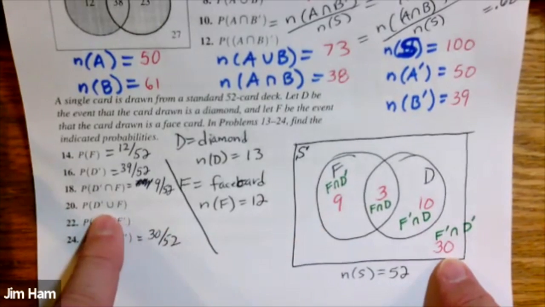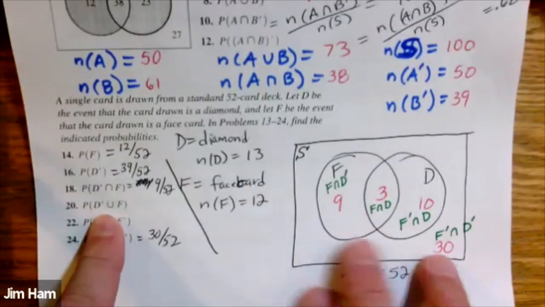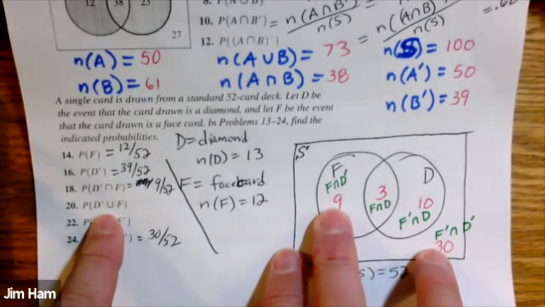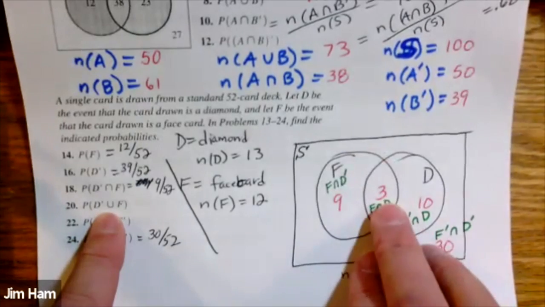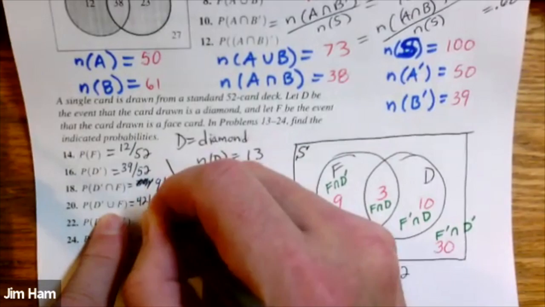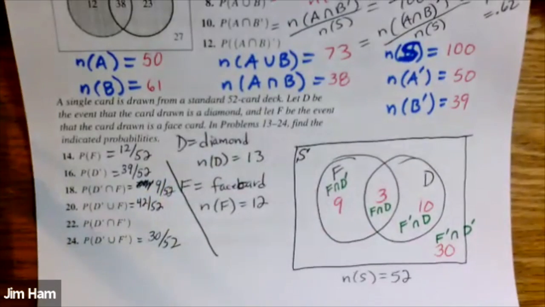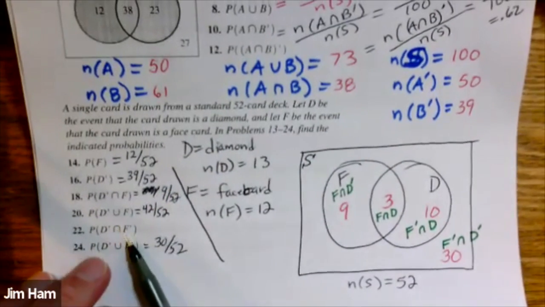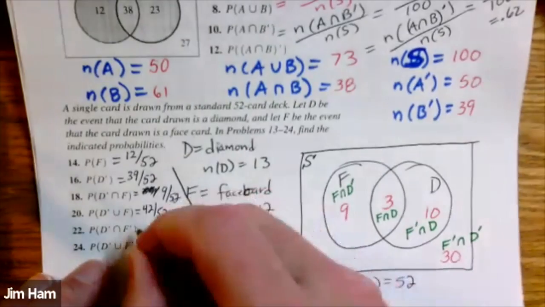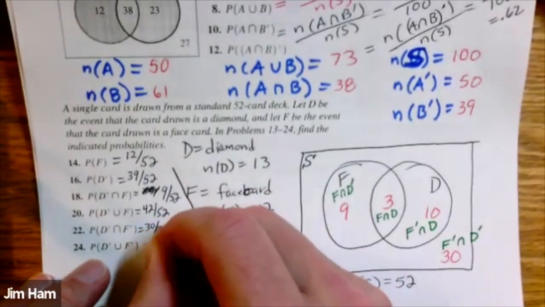No, let's see, union. So we're taking these 39 and we're going to put it together with F. So we're going to add those 3. So what is that, 42? 42 out of 52. And of course you can reduce these fractions. And, oh, this one was the 30 out of 52.